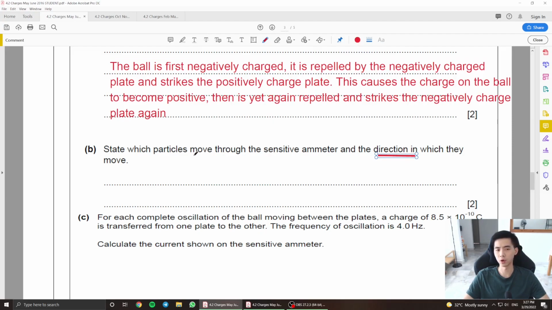Whenever they talk about any particle moving in the ammeter, the ammeter obviously measures current, right? And the only thing that causes current flow is electrons, right? So you're supposed to mention that electrons flow through the ammeter.